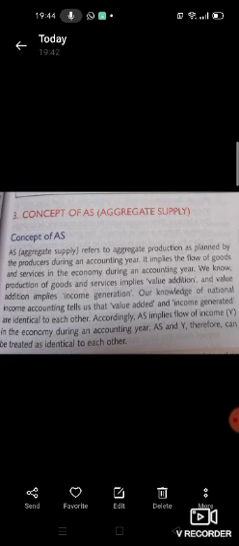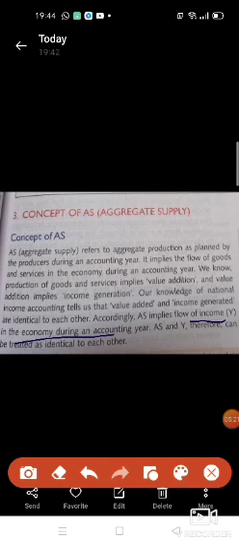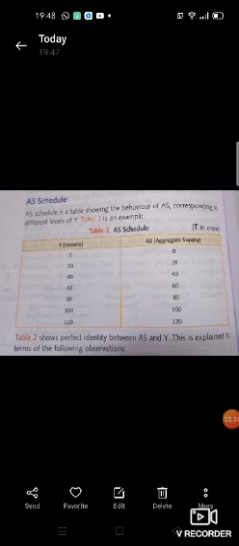Accordingly, AS implies a flow of income in the economy during an accounting year. AS, that is aggregate supply, and Y, that is income, can be treated as identical to each other. Now the aggregate supply schedule, that is the AS schedule, is a table showing the behavior of AS corresponding to different levels of Y. Table 2 is an example.